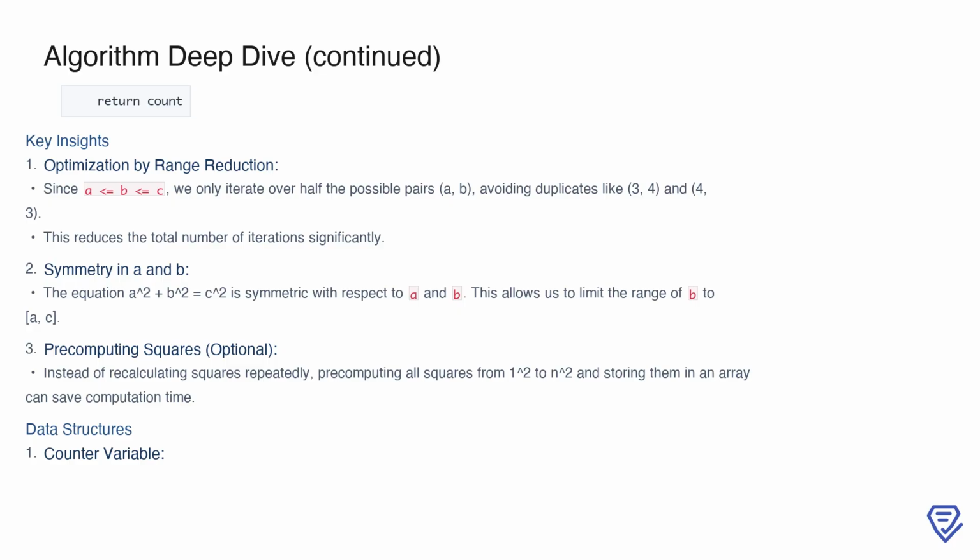Additionally, we can pre-compute the squares of numbers from 1 to n and store them in an array. This avoids recalculating squares repeatedly during the condition checks, which can save computation time in scenarios with larger values of n. These optimizations enhance efficiency while maintaining the correctness of our brute force solution.